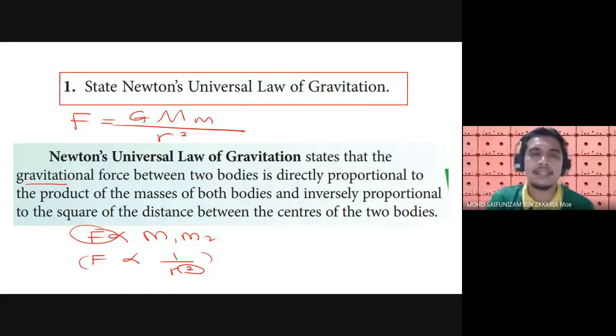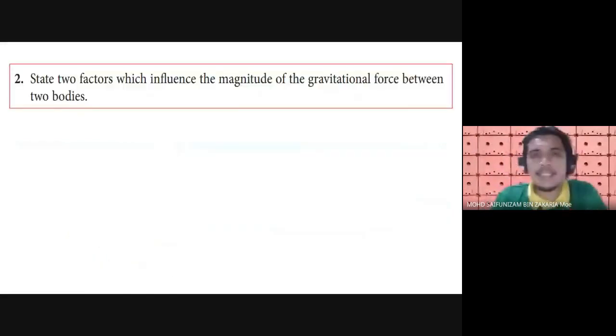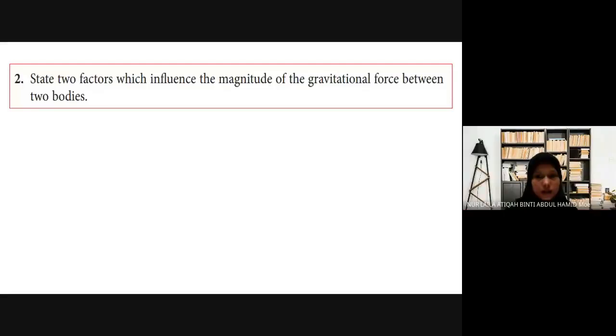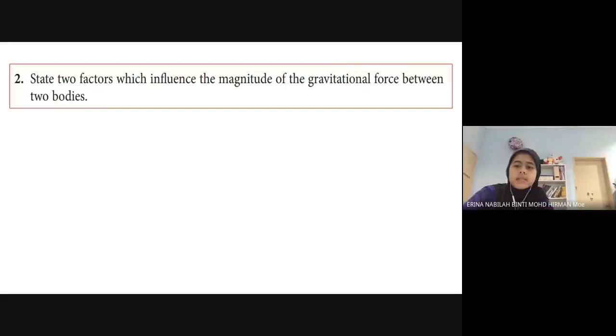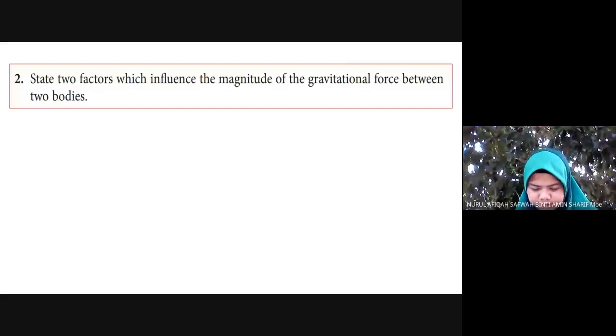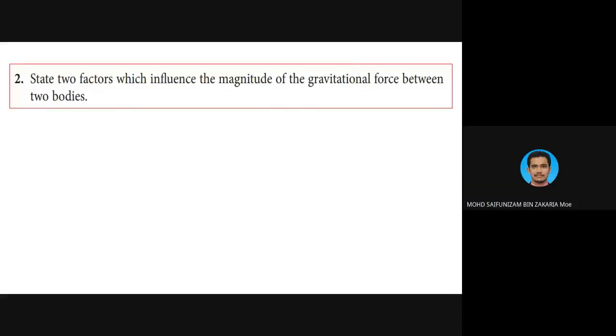Second, state the factors which influence the magnitude of the gravitational force between two bodies. So what are the factors? Mass and distance. Yes, the mass of the two bodies and the distance.